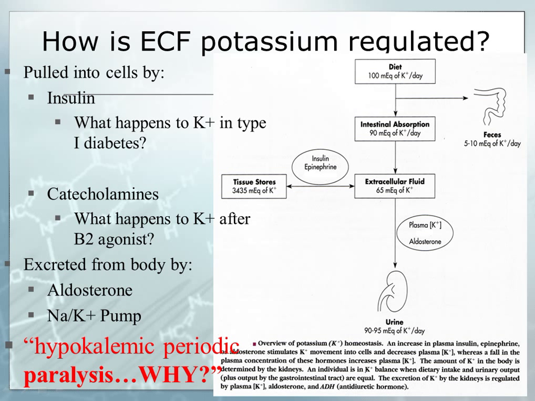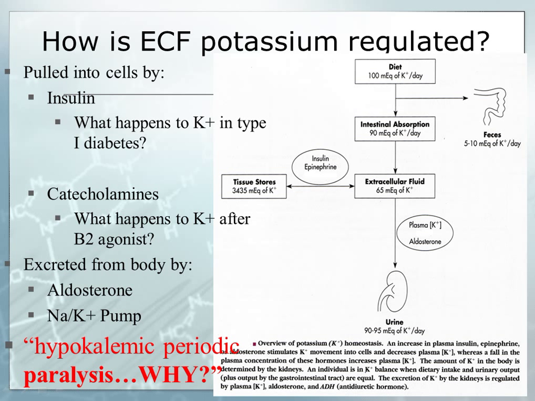Second thing that pulls it into the cells, catecholamine. What's a catecholamine? What's a good example? If you can't remember, a beta 2 agonist would be a catecholamine. Tricky, tricky. Catecholamines are epinephrine, norepinephrine, dopamine. So you want to think epinephrine. So you get a big shot of epinephrine because they're pulling that potassium in. It could potentially cause hypokalemia.